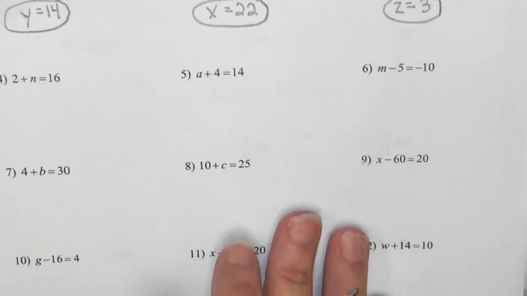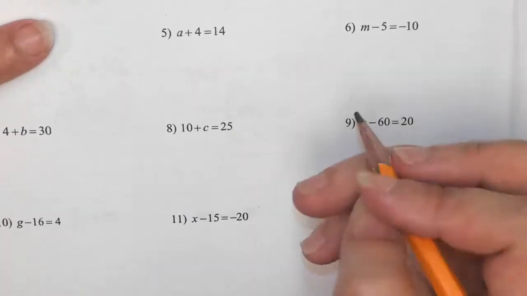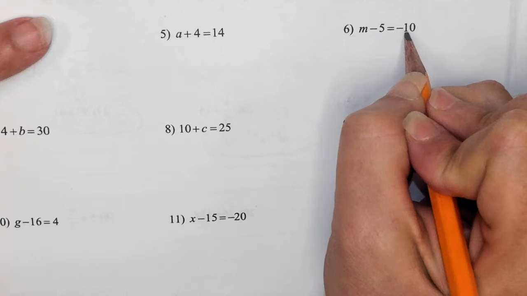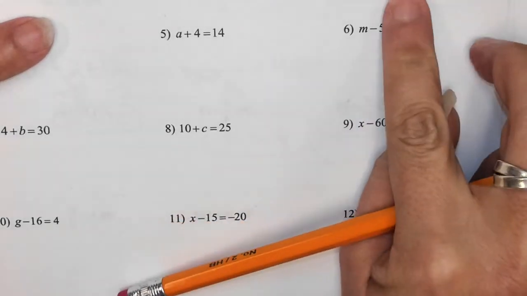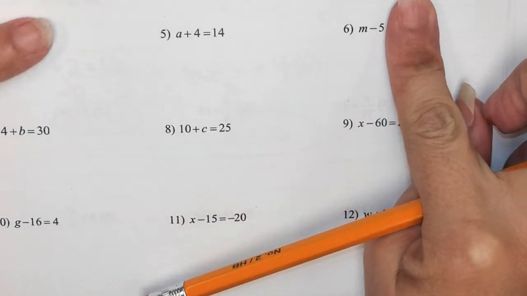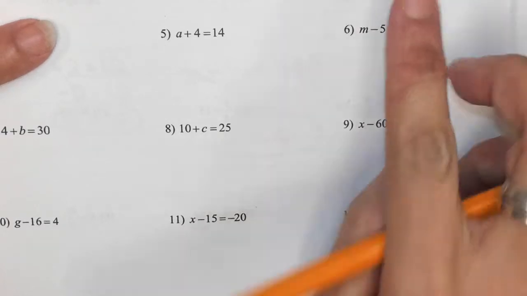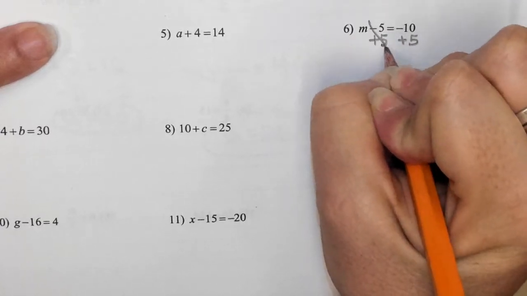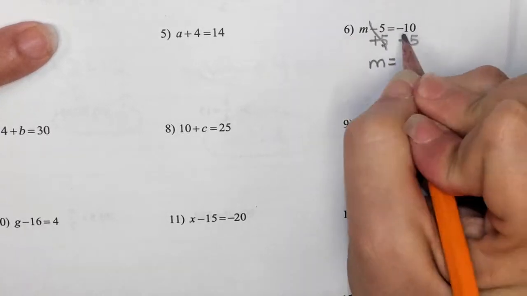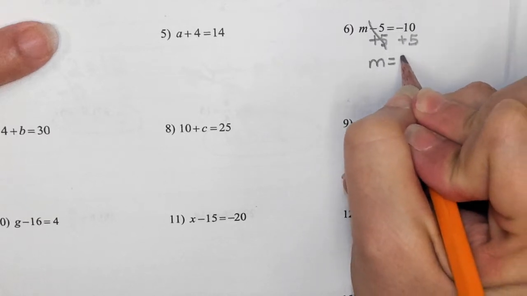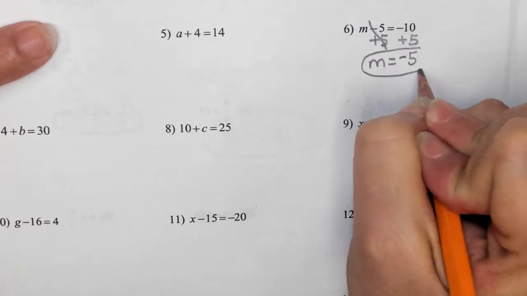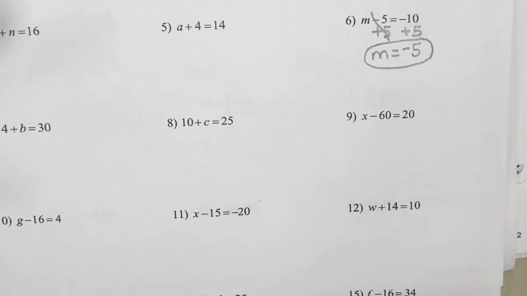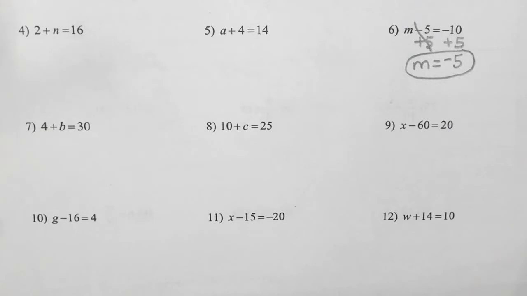Okay, looking at one like number 6. 6 says m minus 5 equals negative 10. Now this is a weird one, but watch. You still do what's with the variable, minus 5. What's the opposite of a minus 5? Plus 5. Okay, leaves me with m. What is negative 10 plus 5? Negative 5. I know we haven't done many negatives, but that one shouldn't be too bad, because I'm not doing the whole thing with you.